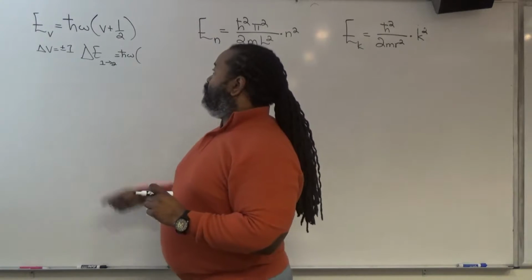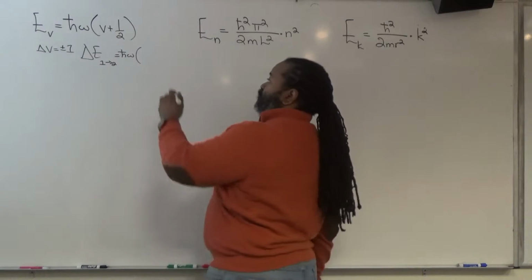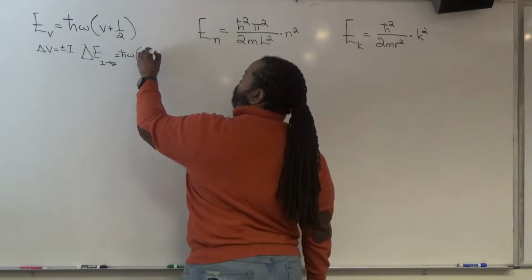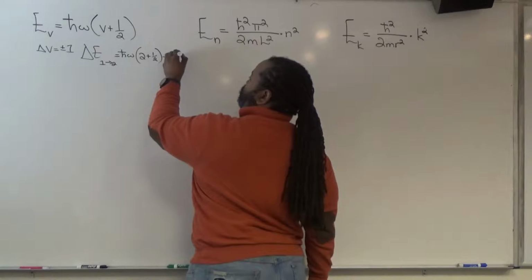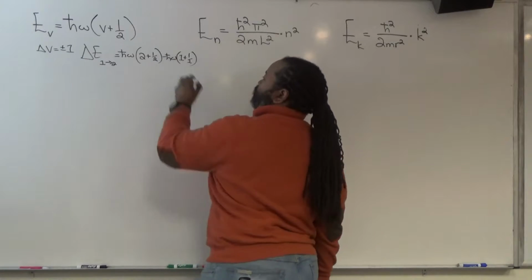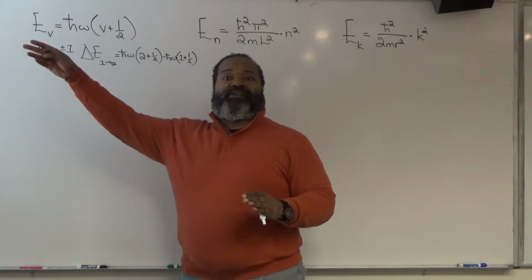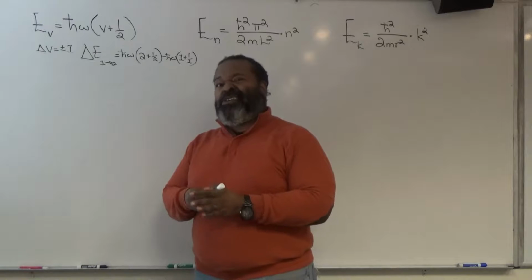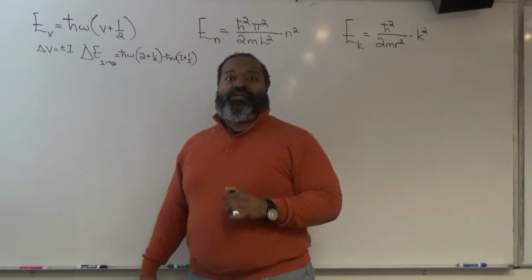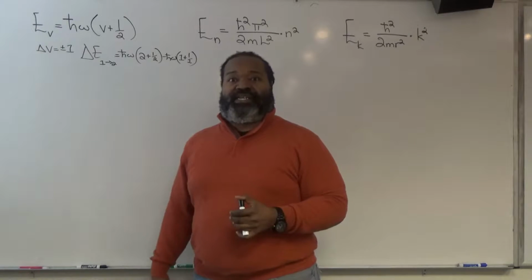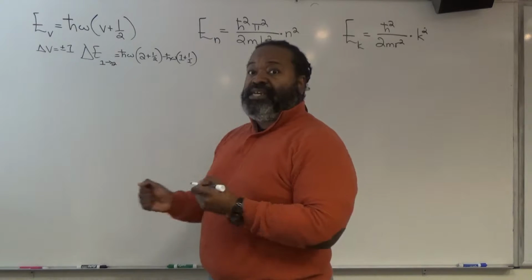Well, the V plus 1/2 for the final state, which is 2, gives me 2 plus 1/2. And for the initial state, 1 plus 1/2. Well, the 1/2s are going to cancel. The h bar omega would factor out in both cases. And since these are all evenly spaced, whether it's 2 minus 1 or 200 minus 199, we're always going to end with our delta E being h bar omega.